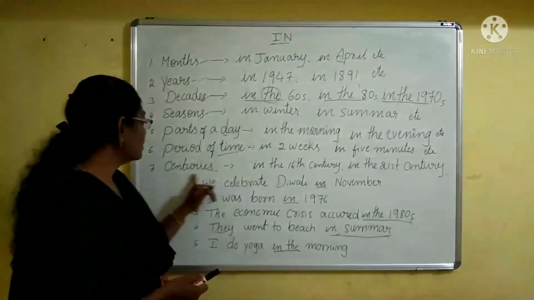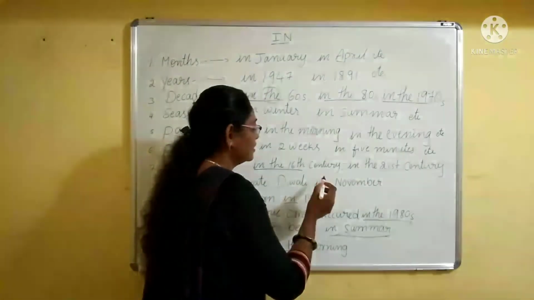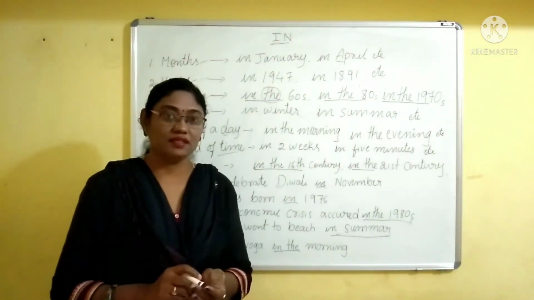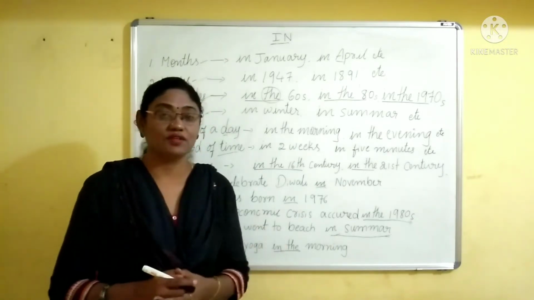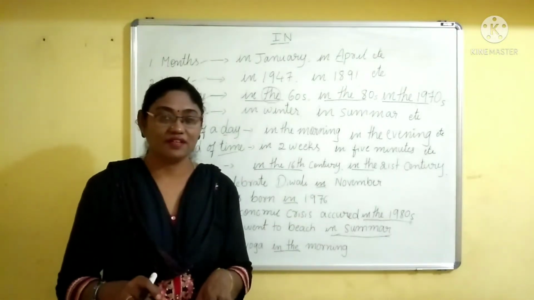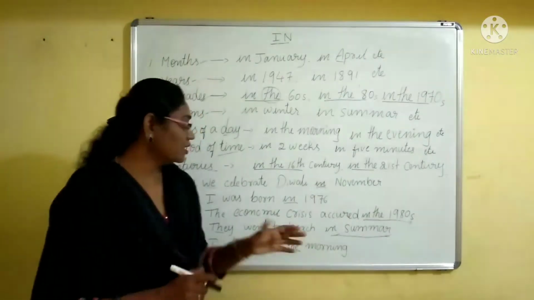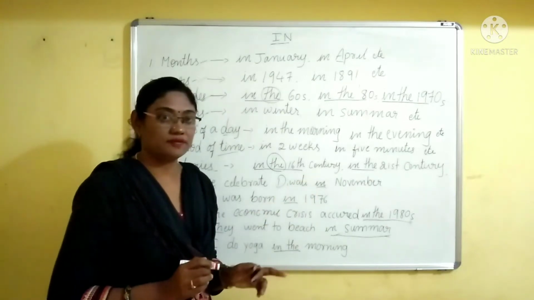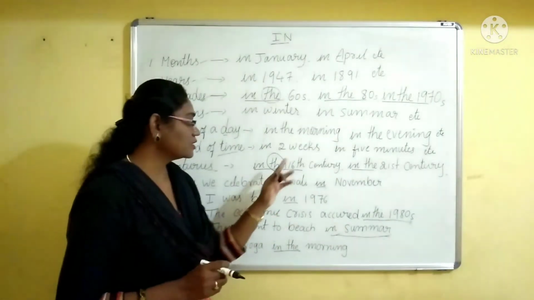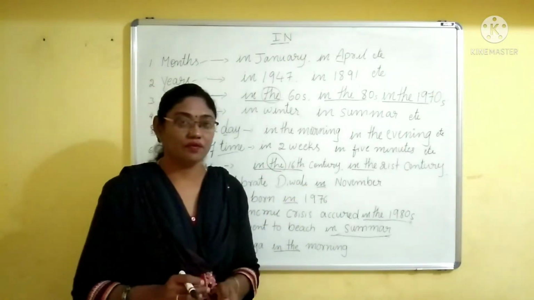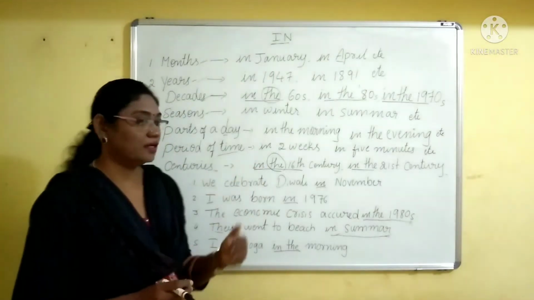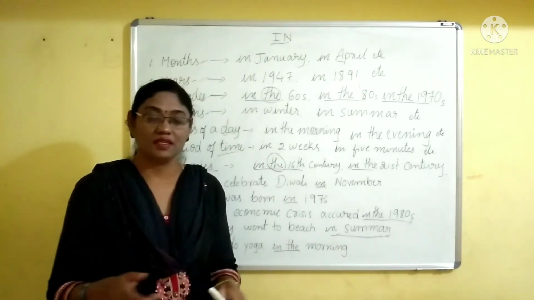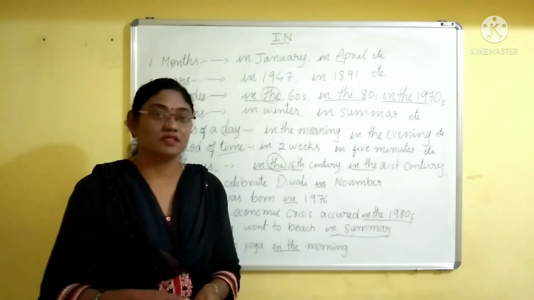And next, centuries. In the 16th century, in the 21st century, in the 19th century. Can we use the 22nd century? No, we are still in the 21st century. We have to use the compulsorily with centuries. We cannot say in 16th century. The word the is a must. Let's make a sentence. Yes, we are living in the 21st century, isn't it? We people are living in the 21st century.